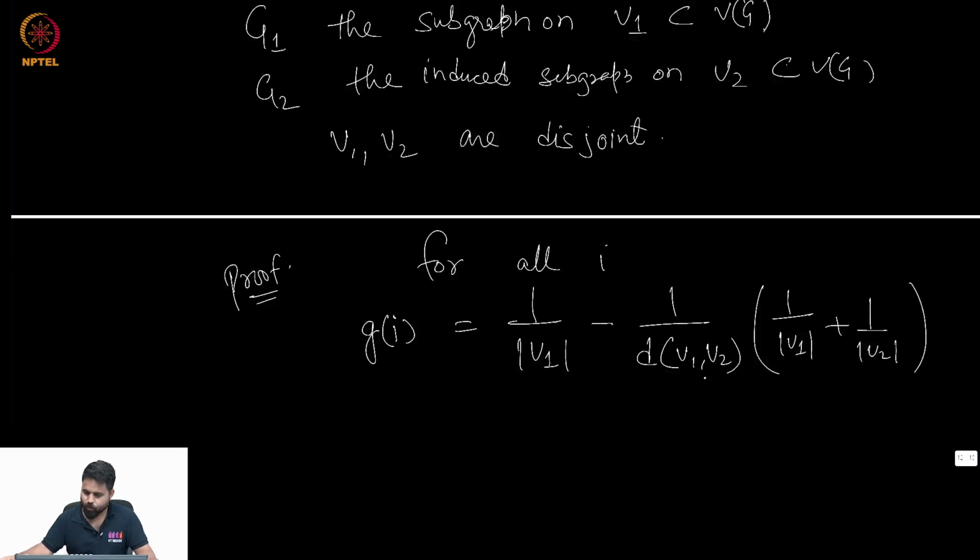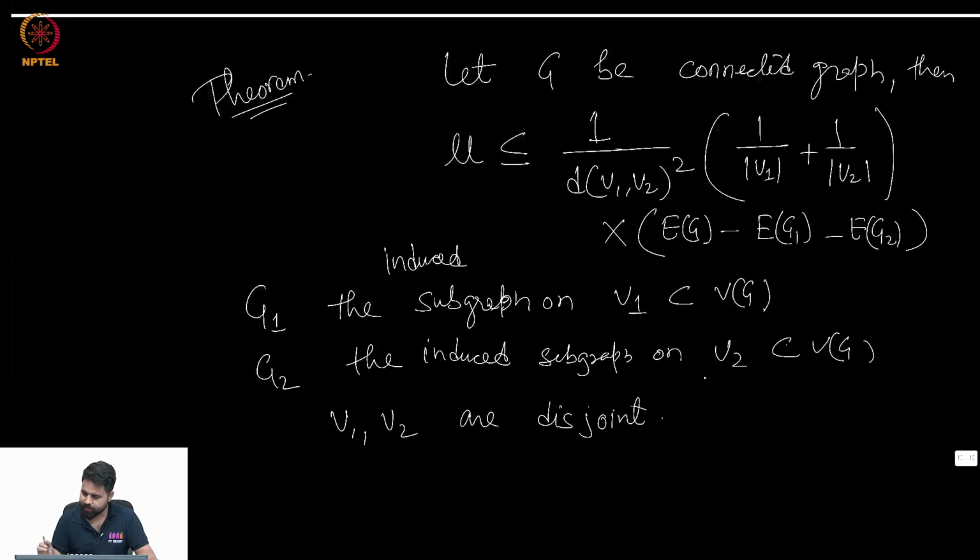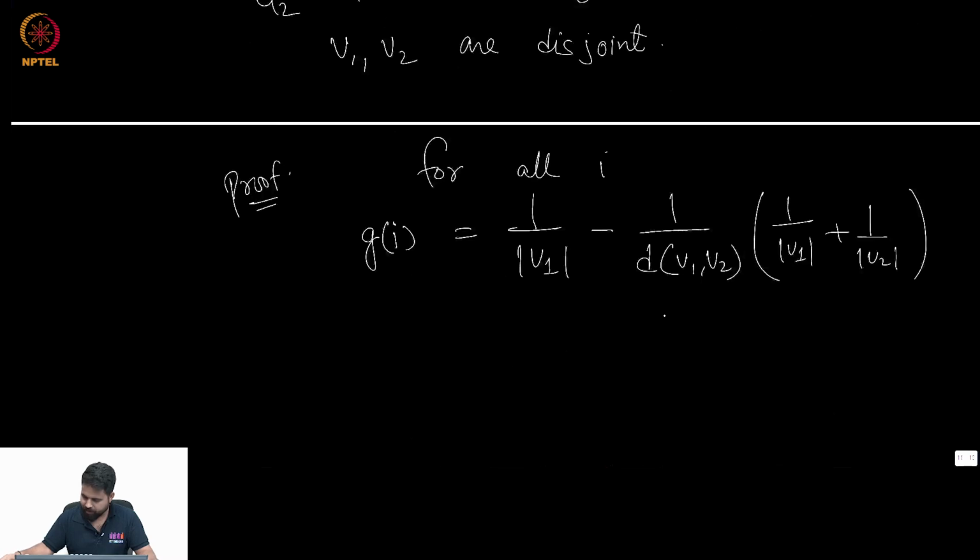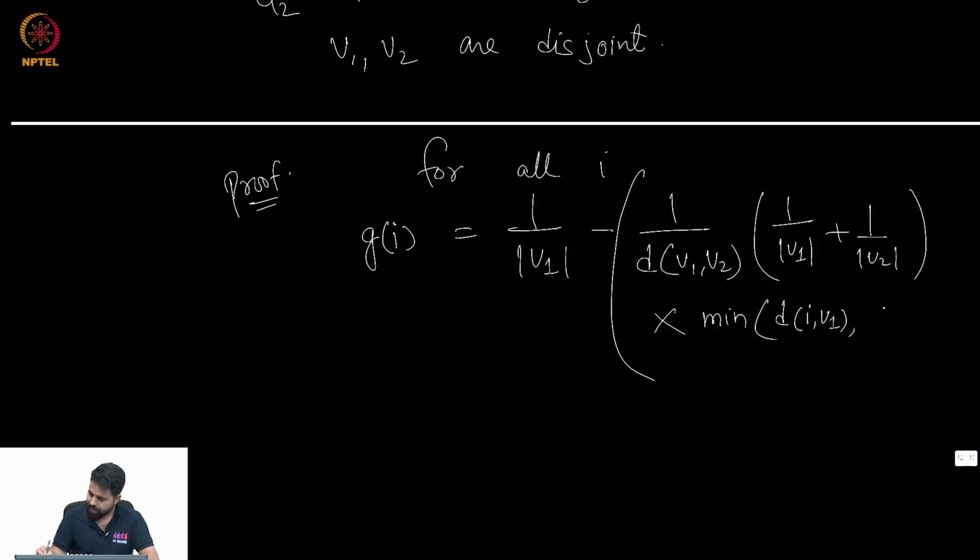Here you have to be very careful: this quantity times the minimum of the distance between i and V1, and the distance between V1 and V2. So this quantity. If you see that, just focus on this.